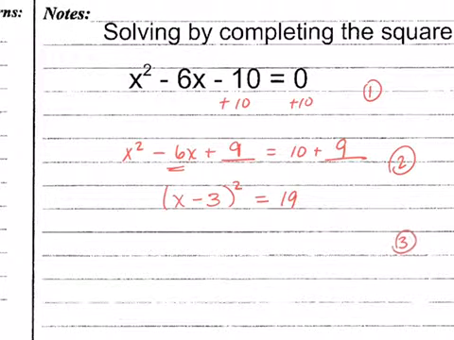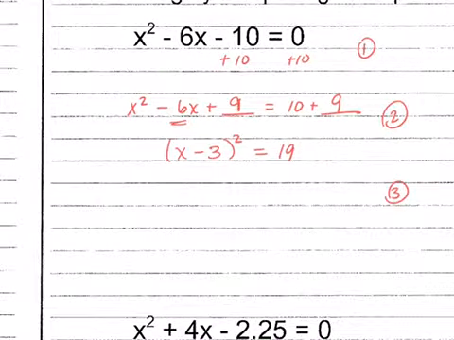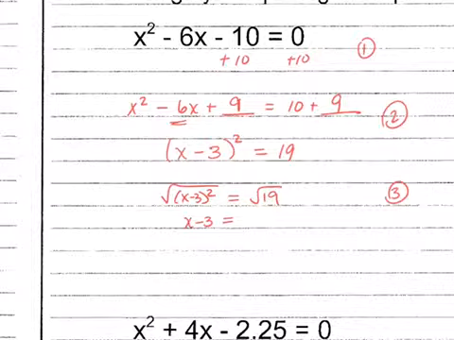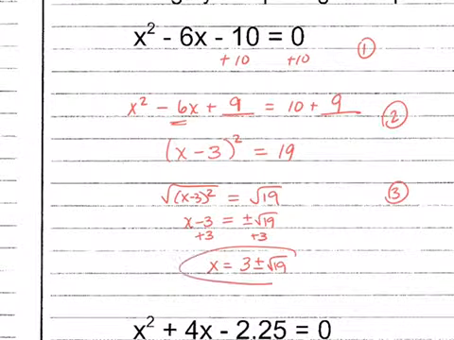Now I'm going on to step 3. I'm going to solve by undoing. Take the square root of x minus 3 squared. Take the square root of 19. This becomes x minus 3 equals, square root of 19 is not a nice number, so it's just going to be plus or minus the square root of 19. Get that x by itself. I'm going to add 3 to both sides. Best way to write this answer is x equals 3 plus or minus the square root of 19.